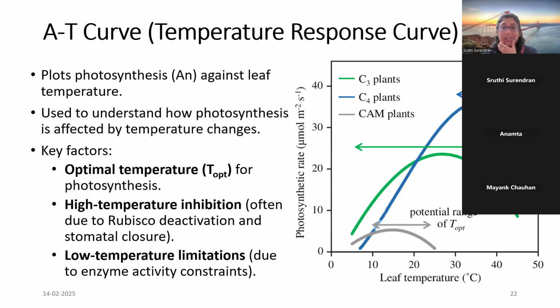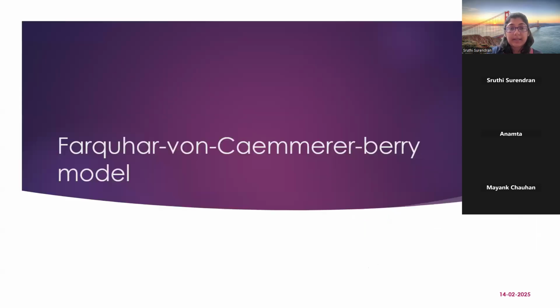So under such conditions, how plants will respond to this increasing high temperature is a very key study that needs to be conducted, to see how this temperature is going to impact plants in the future scenario. So this is what we can infer from an A-Ci curve, basically.